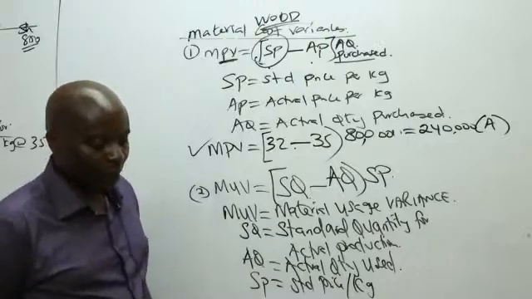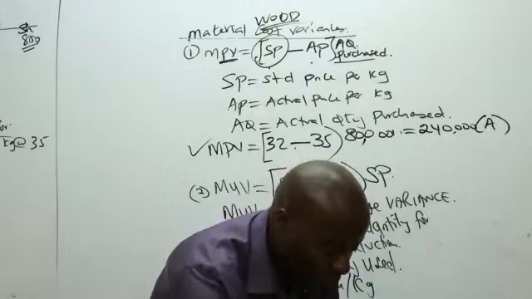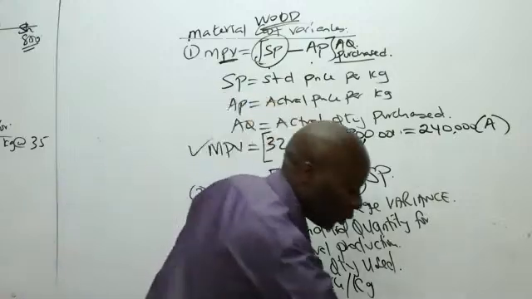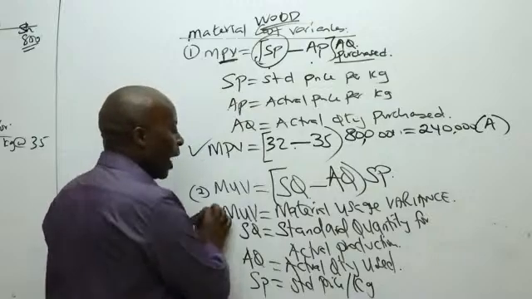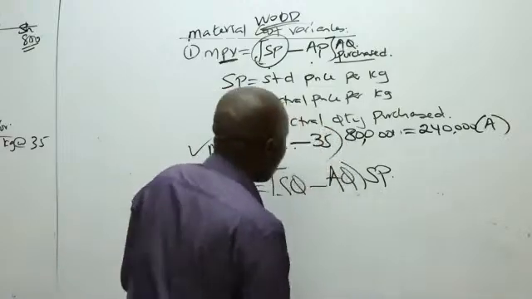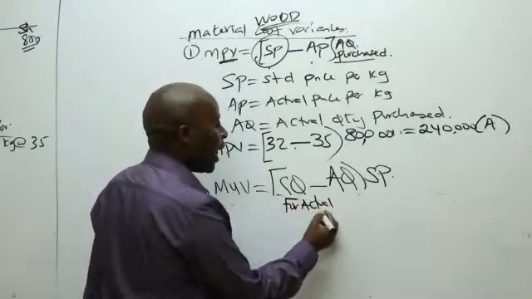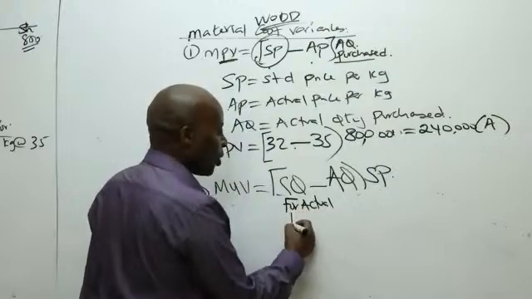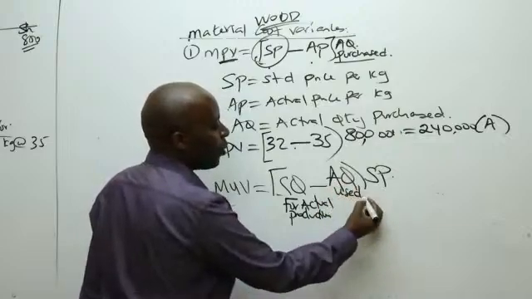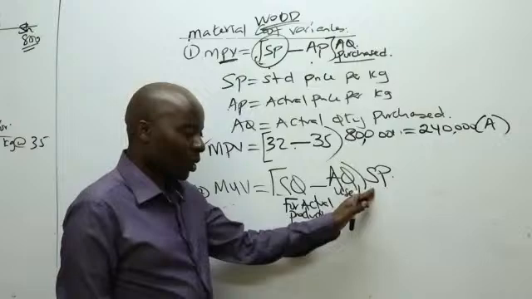Now, ladies and gentlemen, I would want you to listen to me very well. What I would want you to mark very well is this capital SQ. Once you appreciate what capital SQ stands for, then you will never go wrong. I want to emphasize again that this capital SQ stands for standard quantity for the actual units produced, for actual production. And this is AQ, actual quantity used. And then, of course, we have the standard price per kilogram.